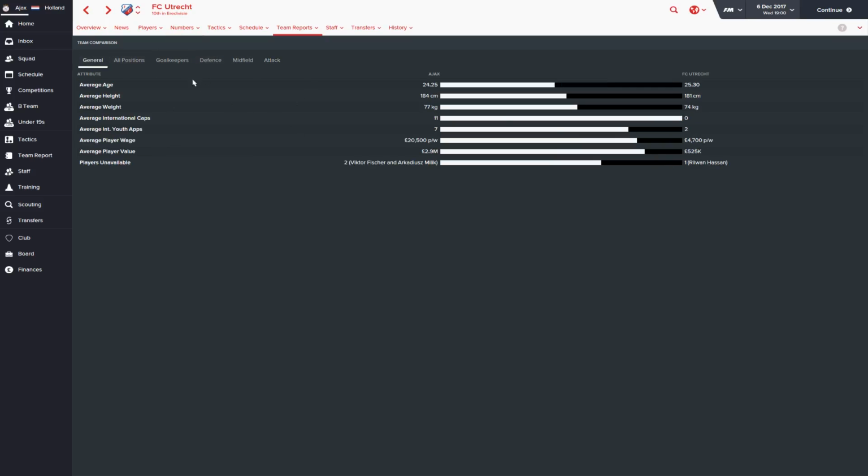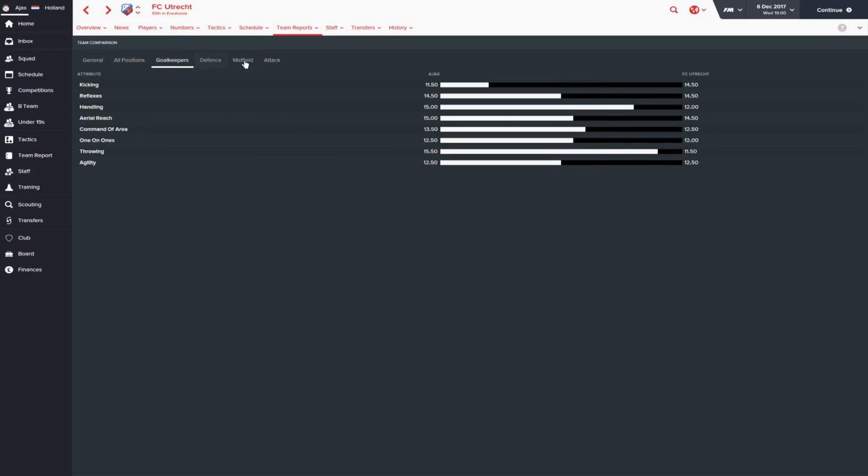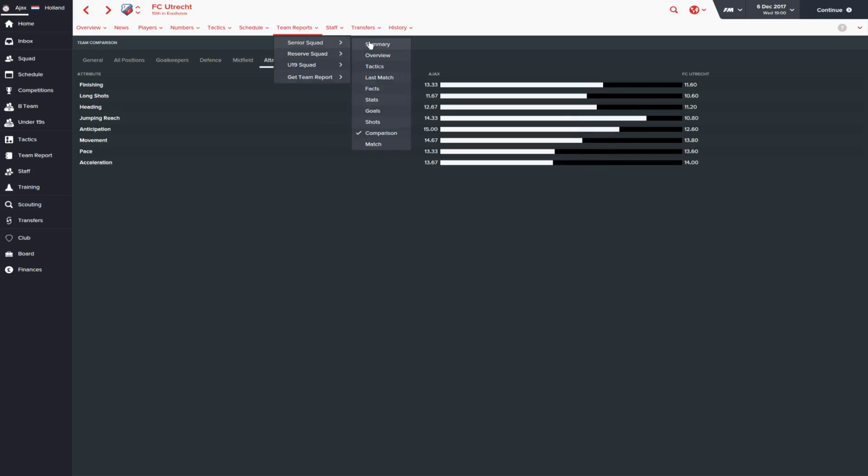But it can be an indication to get a bit of an overview about the comparison between the two teams, and get a bit of an indication about how they could potentially play. So that is that one there. That's pretty much all I look at, guys. There's not really anything else I'm going to look at.